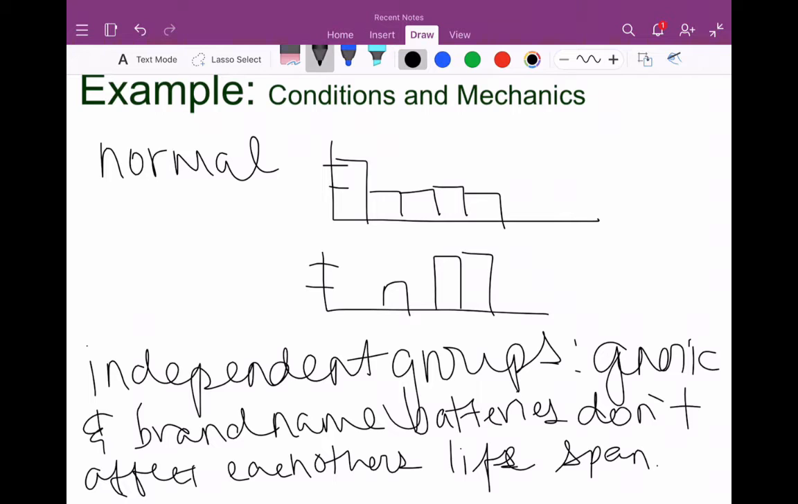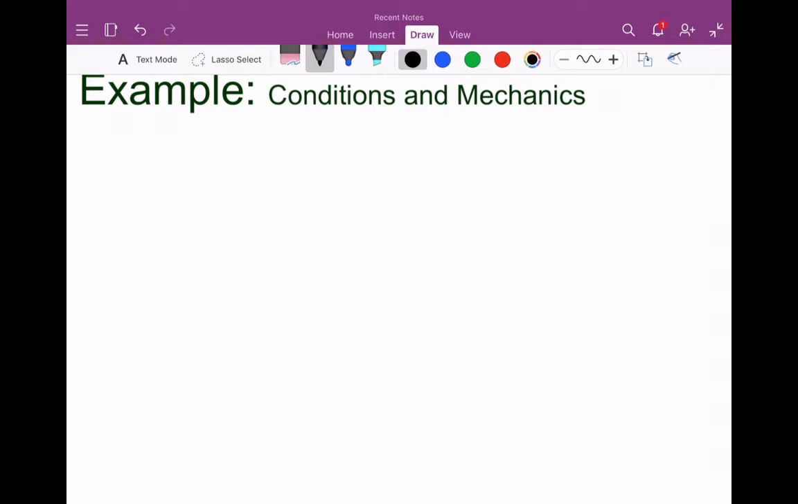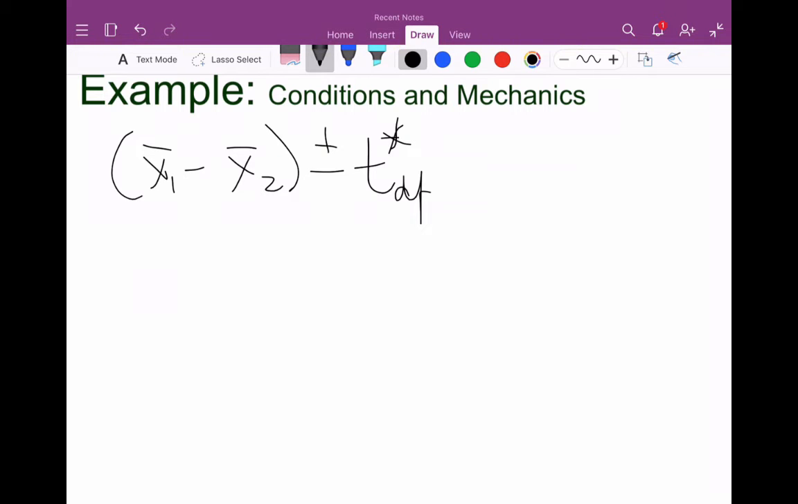So once our conditions are checked, we can go ahead and do the mechanics. Remember that the mechanics are where we actually perform the calculations. It's okay to do the calculations on your calculator, but you still have to show your work. Since we're doing a confidence interval, I'm going to say that we'll do a 95% confidence interval. That means that we're going to have the difference in our sample means plus or minus our critical value times our standard error.